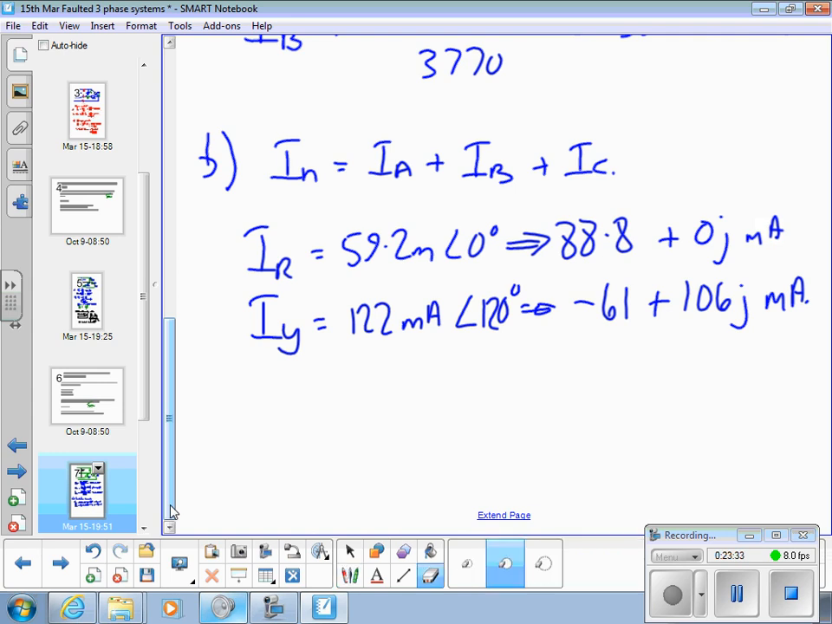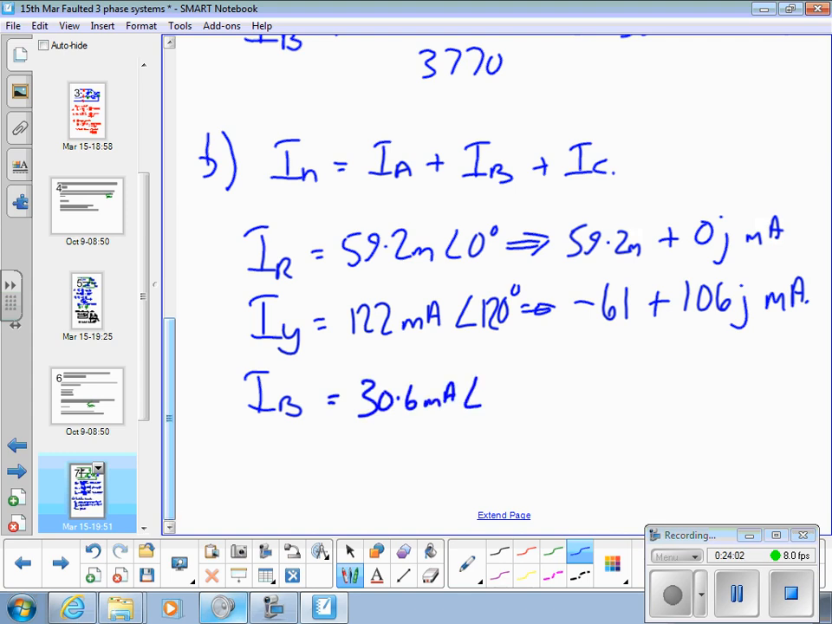Oh yeah, I can see why. That's my old result from when I had the voltage at 300, so that kind of crossed out and I picked it up somehow. Alright, 59.2. And then the last one, I_B, I've got 30.6 milliamps, angle minus 120, and that converts to minus 15.3 minus 26.5J milliamps.